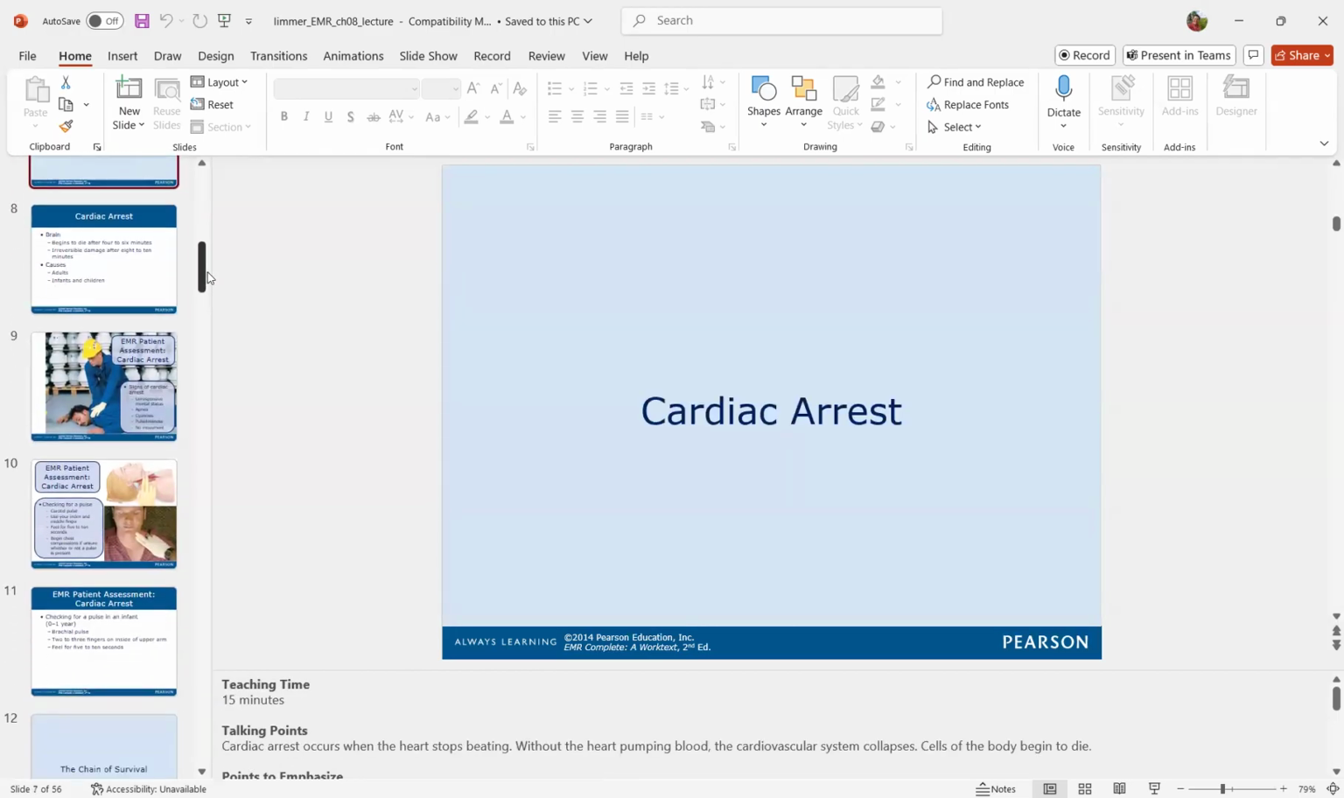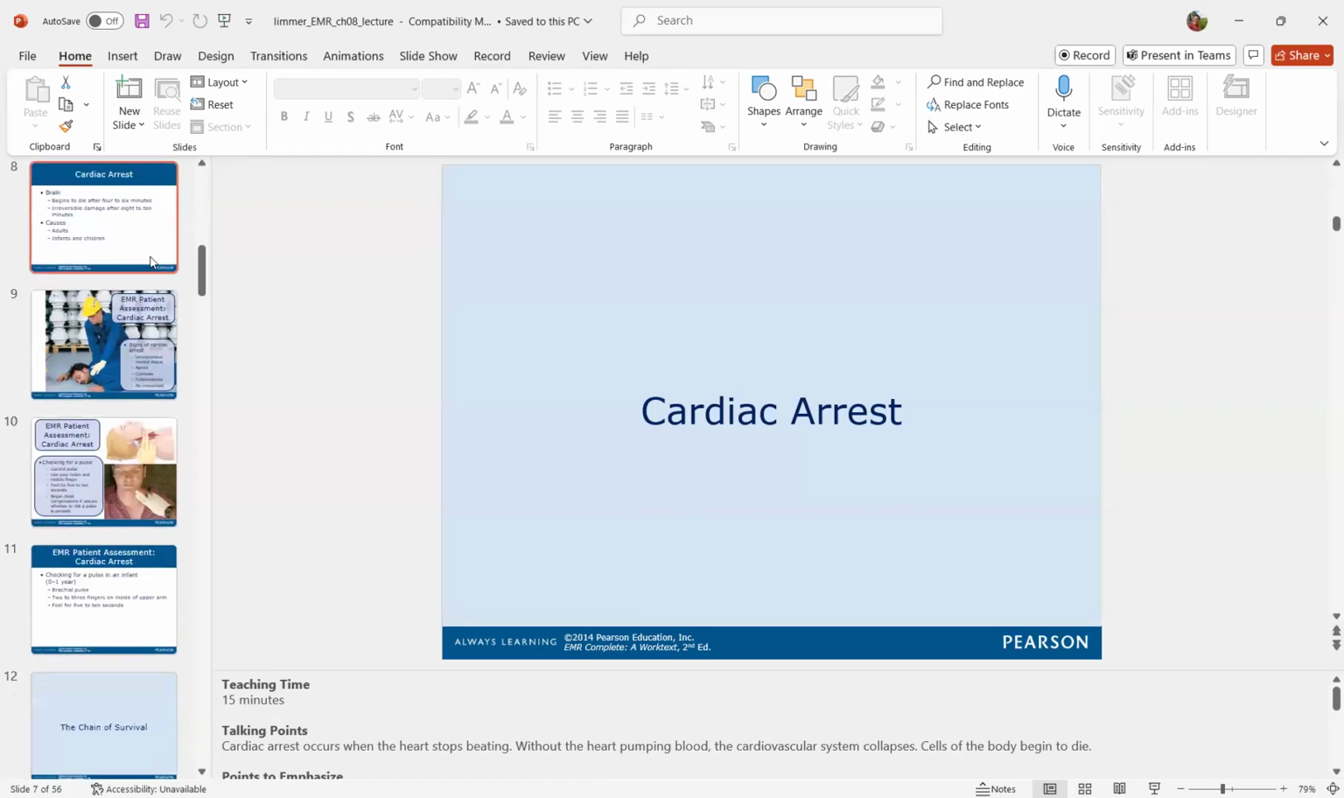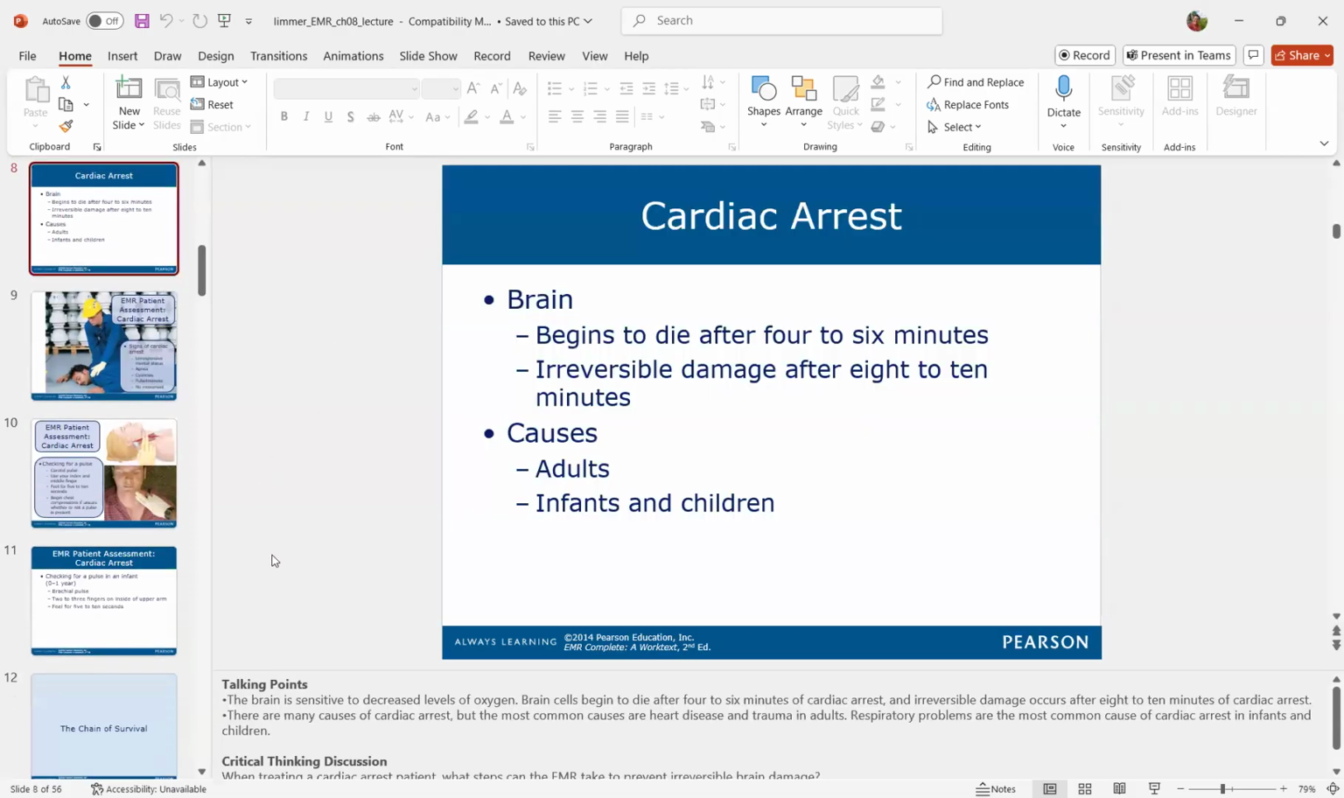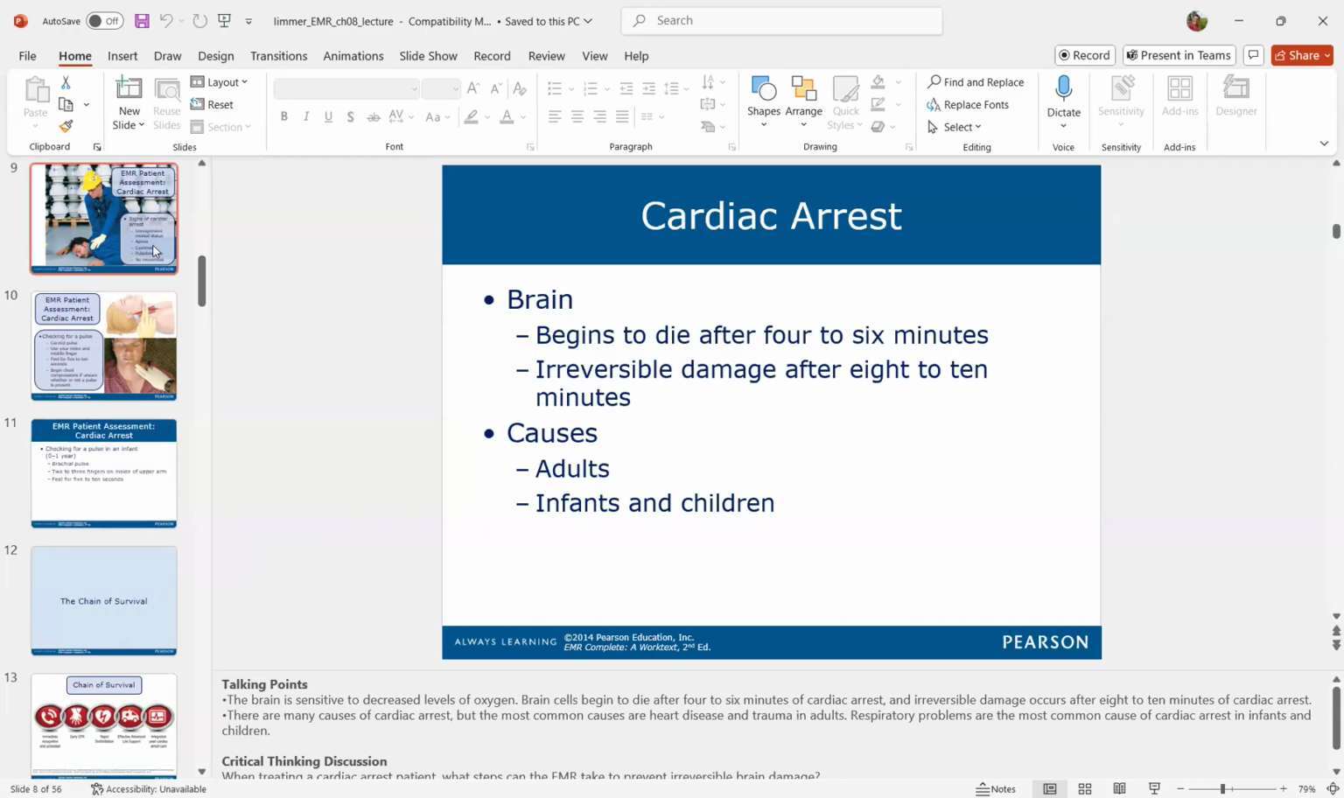Cardiac arrest. So the brain is sensitive to decreased oxygen levels. Brain cells begin to die after about 4 to 6 minutes of cardiac arrest. Irreversible damage usually occurs after about 8 to 10 minutes of cardiac arrest. There are many causes of cardiac arrest, but the most common causes are heart disease and trauma in adults, and respiratory problems are most common for infants and children. The respiratory problems lead to cardiac arrest.